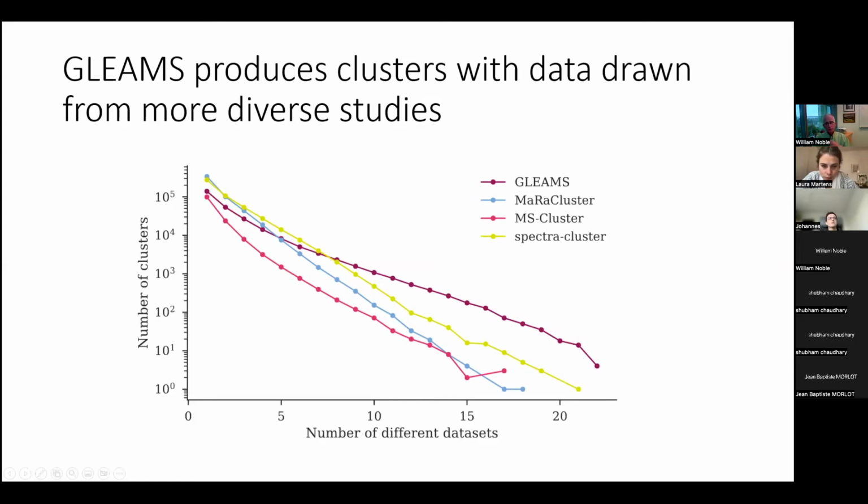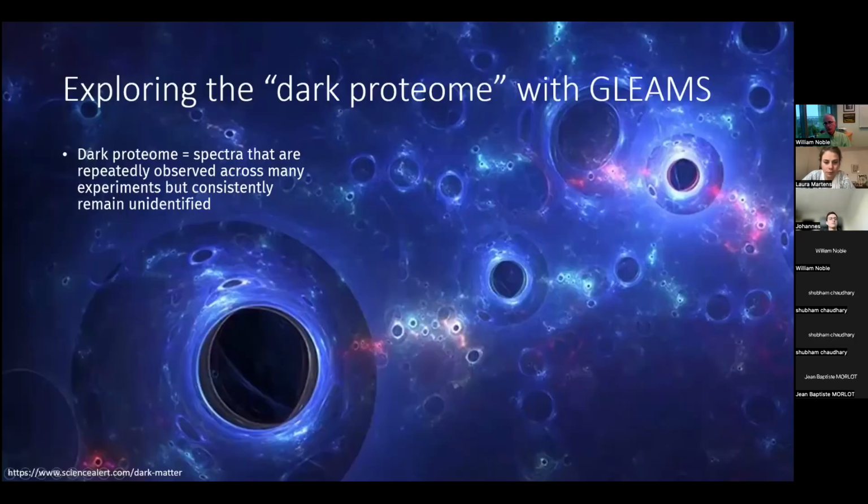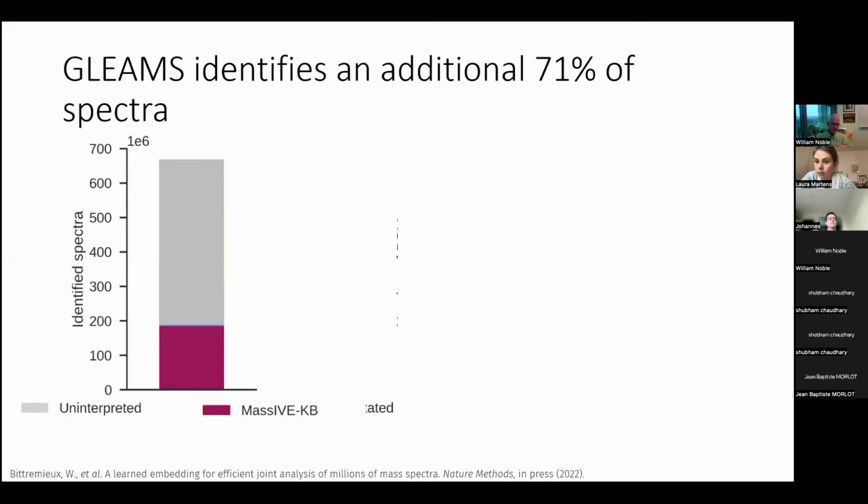The last thing we did with Gleams was to explore the so-called dark proteome. So this is a concept in proteomics where you have spectra that you keep seeing over and over again, and no one has ever successfully been able to identify them. So they're observed across many experiments, but consistently not identified. So we took a large collection of data from Massive, and we looked at the ones in MassIVE-KB that were successfully identified in the original analysis, and then a whole bunch more that they did not identify.